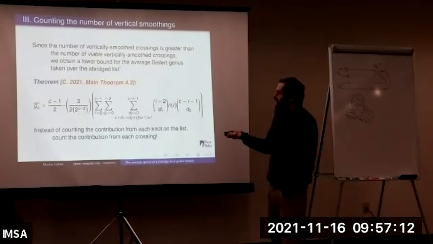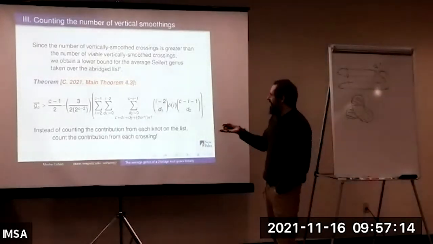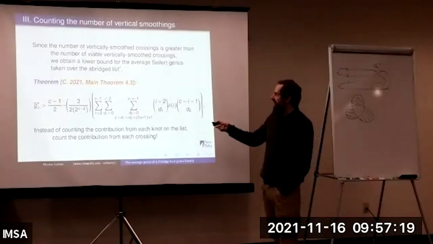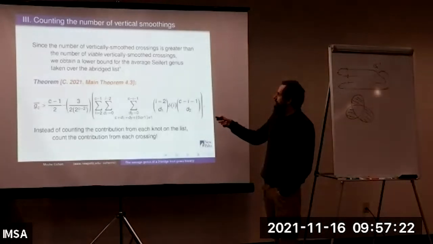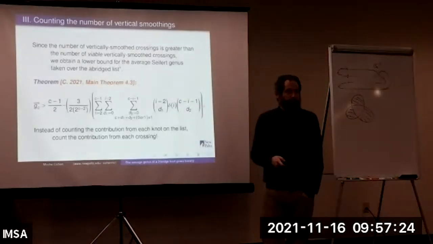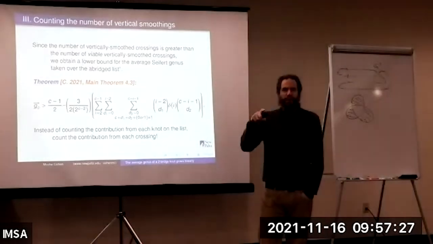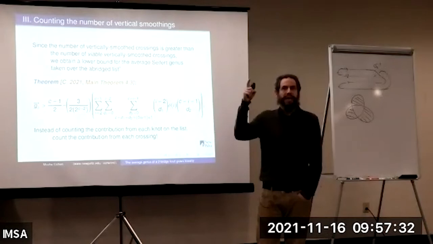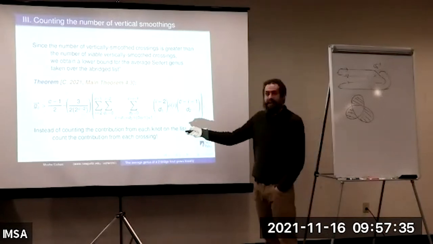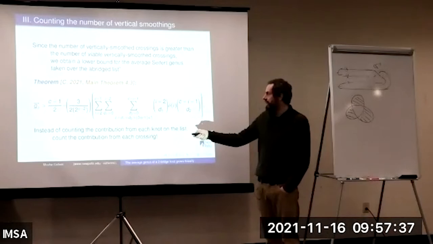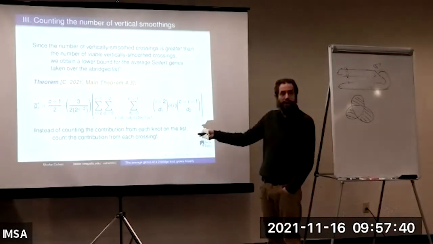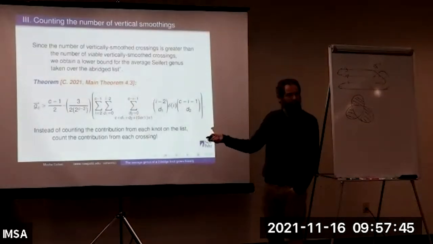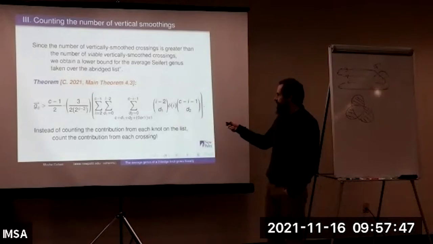So this theorem is the main theorem of this, or one of the main theorems of that paper. But what I'm going to do is only look at this abridged list. I'm going to only count the vertically smooth instead of the viable vertically smooth. That's going to give me an upper bound on the number of dB, and it's going to give me a lower bound on the genus. So then I get that the average genus on this abridged list is C minus 1/2, and then we have minus 1/2, and then this thing is 1 over total, and then this thing is just dB.